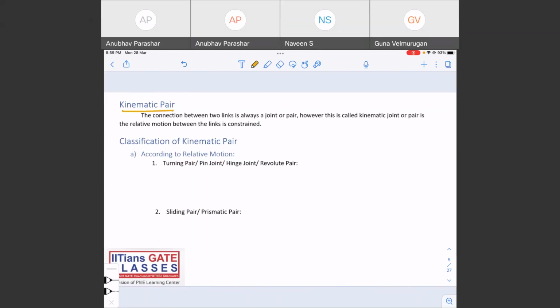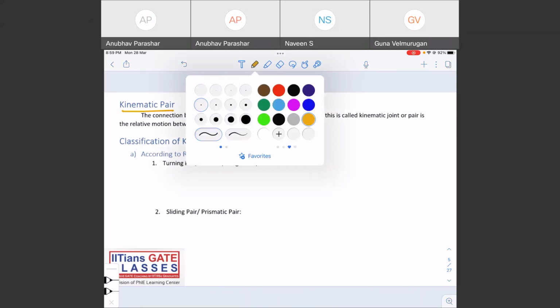Now if we join two links, we are going to have a pair. It is not necessary that they be joined to each other. Any two links which have relative motion with each other will be called a pair. I'll give you an example. Suppose there are three links.